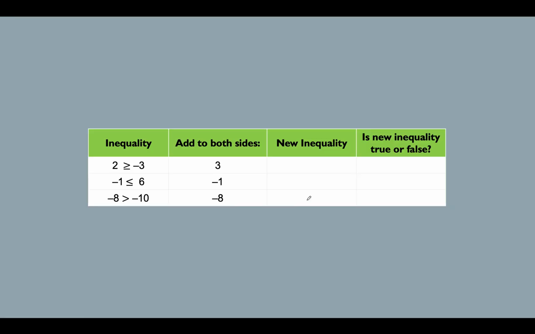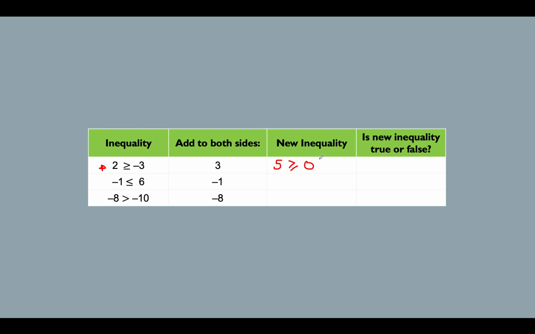In our book, it gives us a table that they want us to fill out so we can work through the addition and subtraction properties of inequalities. So when we look at this first inequality, we see that 2 is greater than or equal to negative 3. What happens if we add 3 to both sides? Well, 2 plus 3 is going to give us 5. We have the inequality symbol here, greater than or equal to. And negative 3 plus 3 is going to give us 0.